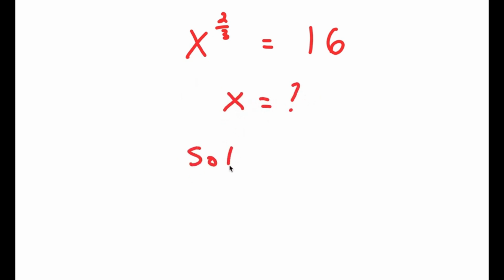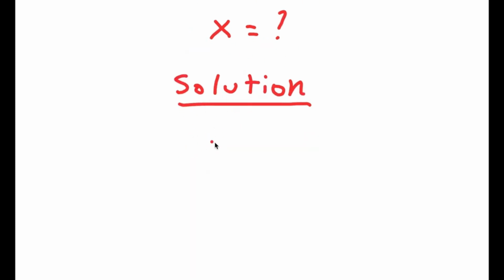Alright, so in this equation, I have x to the power of 2 over 3 is equal to 16. So my only variable in this equation is x. So that's the variable I'm going to be solving for. And now for my solution. I'm going to first start by rewriting my equation down here so I have more space. I have x to the power of 2 over 3 is equal to 16.